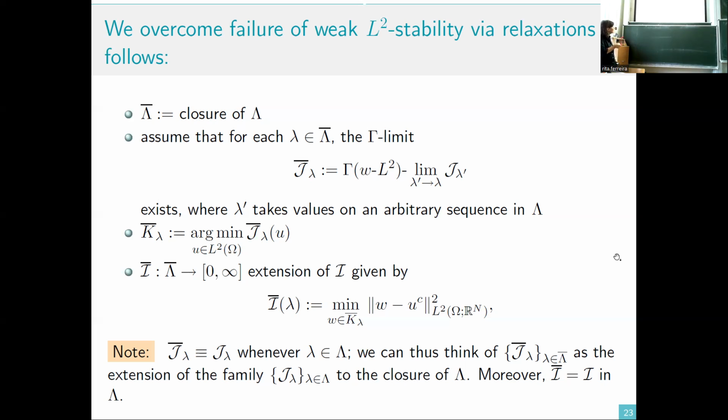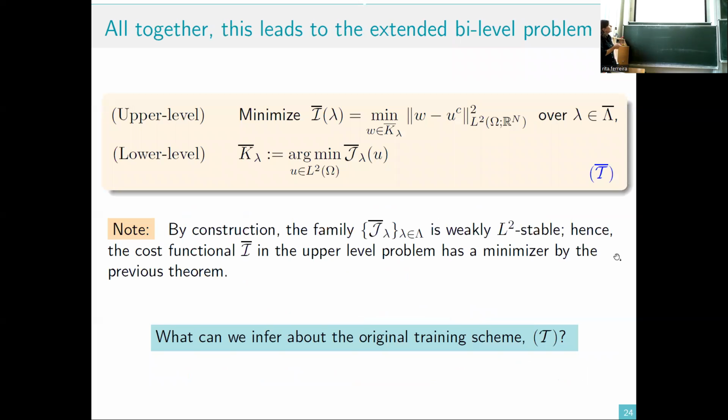So this is, of course, an extension of this family. And because of this fact, it only changes at the border. So the cost functional, when you look at parameters that are in your original set, is the same. It is only being extended at the borders, I mean, to parameters that don't belong to the original set. That's all we are doing. And then we look at this extended bilevel problem with all these extensions that, as we have seen, are not doing that much of a special thing. We are just extending in a natural way to the closure of lambda.